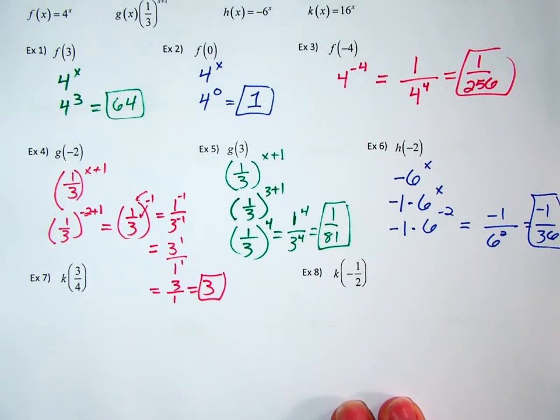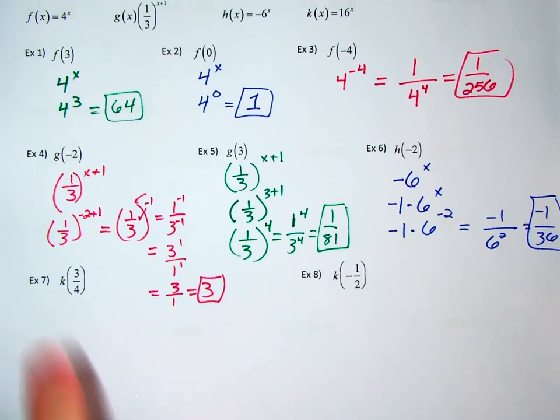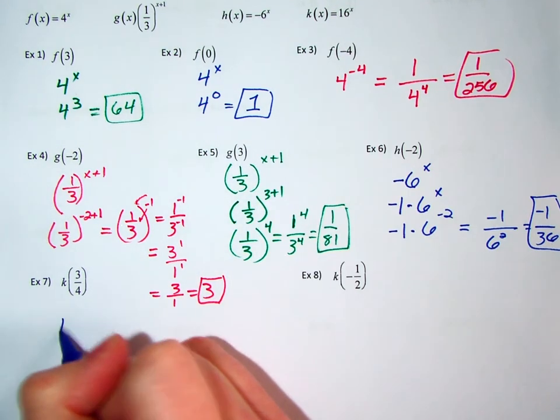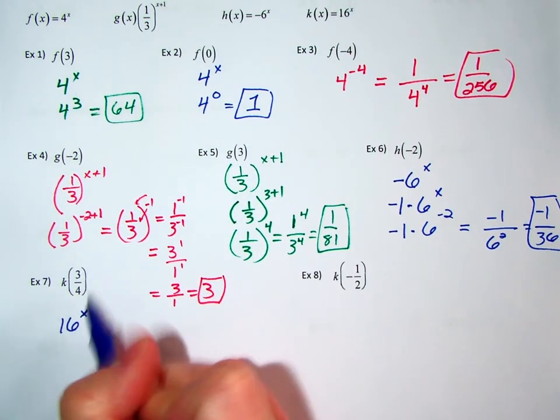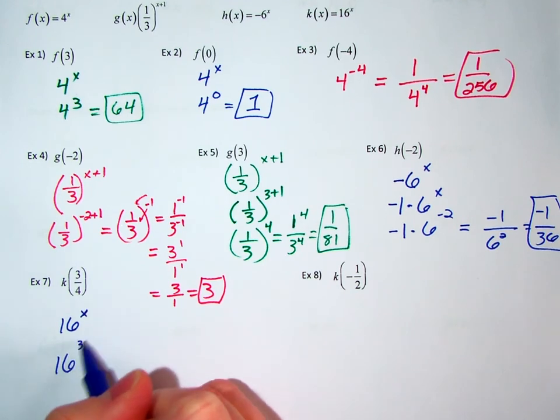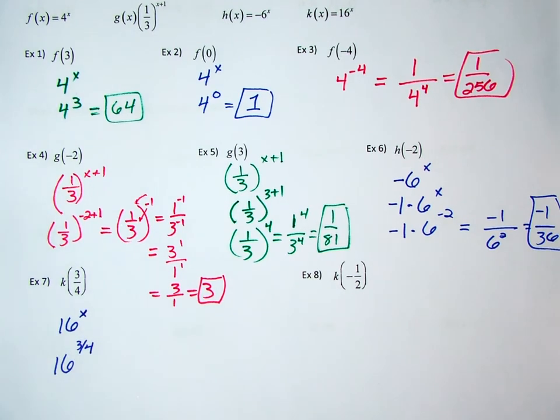Okay. Last two at the bottom are the k's, and these are fractions, right? So again, we're going to have to be a little bit more careful because fractions are involved here. So our k is 16 to the x power, right? And so since my fraction is 3/4, this is really saying 16 to the 3/4. Now again, from first semester, you're going to have to remember that the 3 is like the exponent and the 4 is like the root.